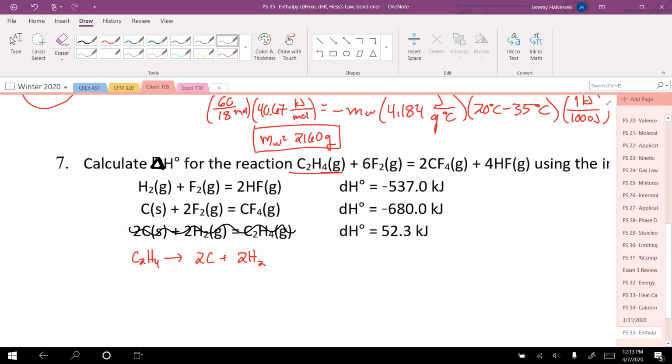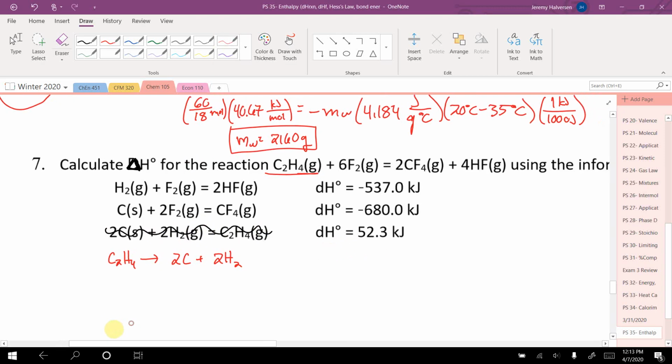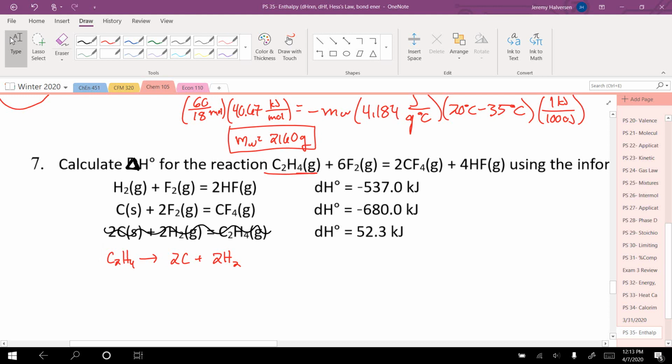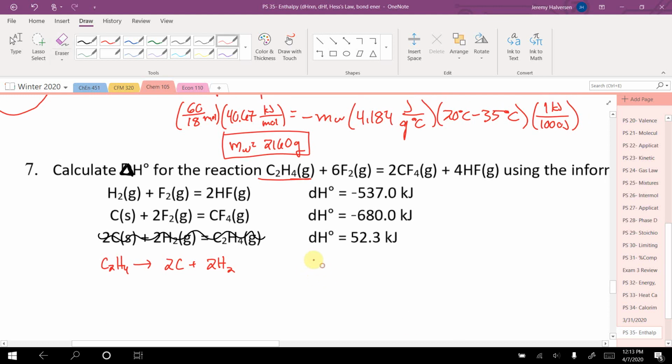I care about this one that I've written, which, if this process going forward has a delta H of 52.3 kilojoules, then the process going backward would have a delta H of negative 52.3 kilojoules. So that's the new one I care about. Okay, C2H4 is good. I need 6 F2s. Well, I've got F2s, but they're in 2 different spots. I don't know which one to manipulate, so I'm just going to skip it for now and see if it fixes itself as I manipulate other things.